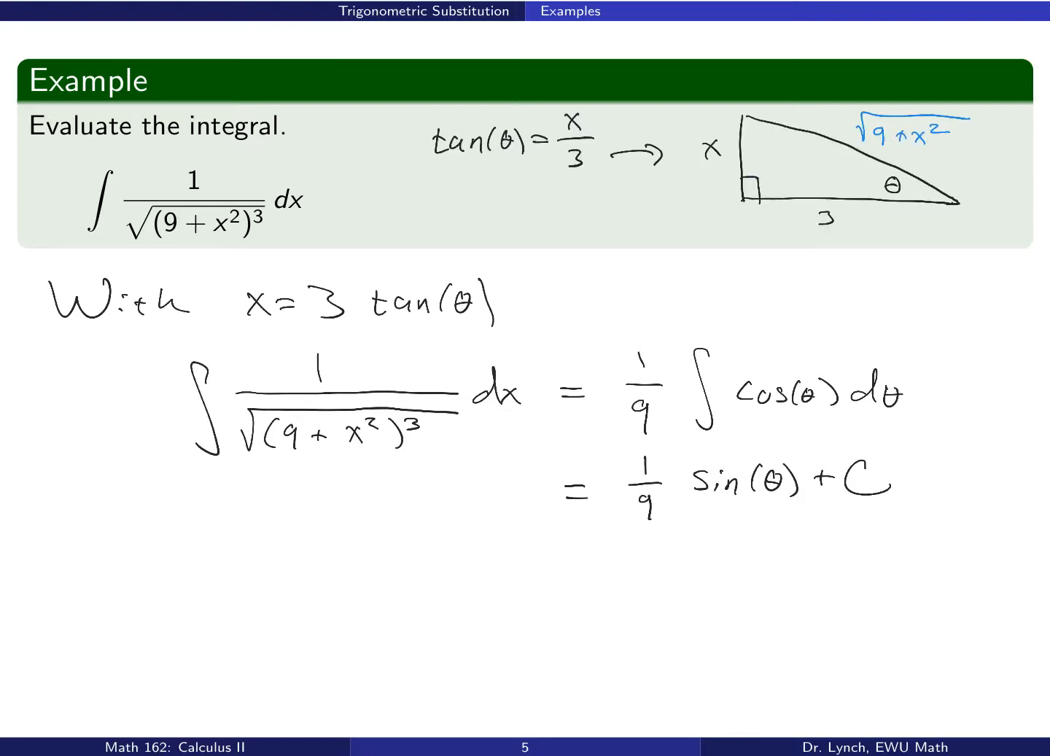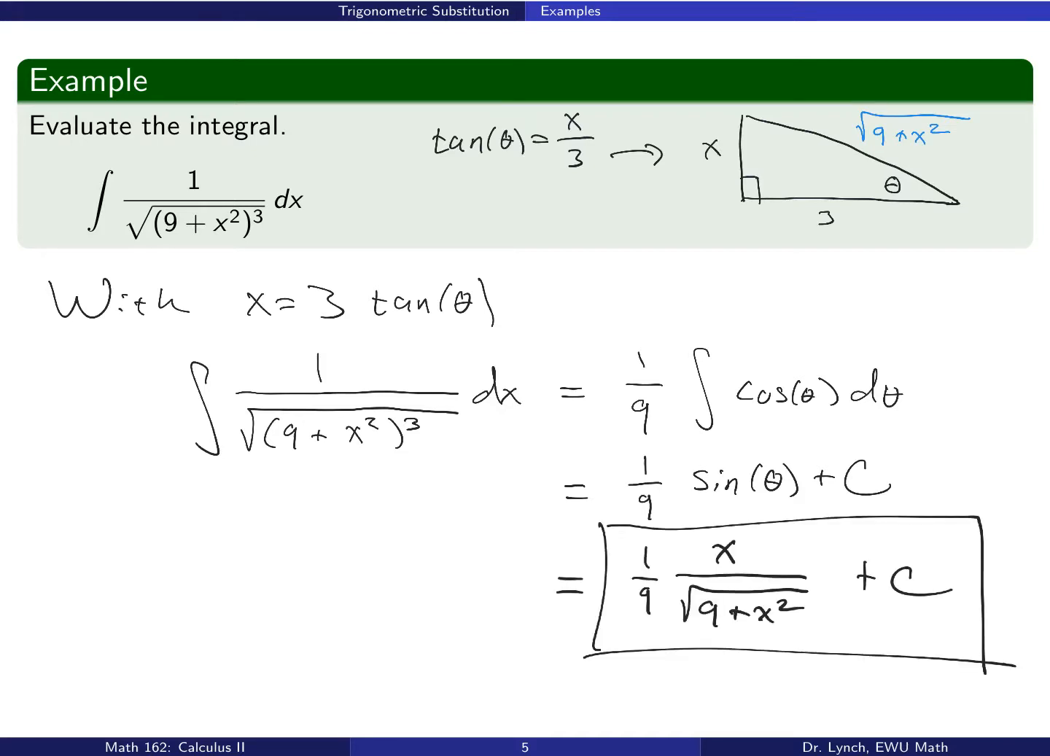So again, here's our right triangle implied by our trigonometric relationship with opposite side x, adjacent side 3, hypotenuse the square root of 9 plus x squared, and we can see quickly what the sine of that angle is, the sine of course being opposite over hypotenuse. So here's our general antiderivative in this case, 1/9 times the quantity x divided by the quantity square root of 9 plus x squared, plus an arbitrary constant.